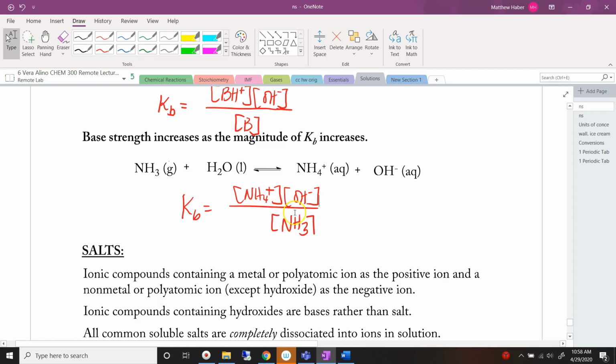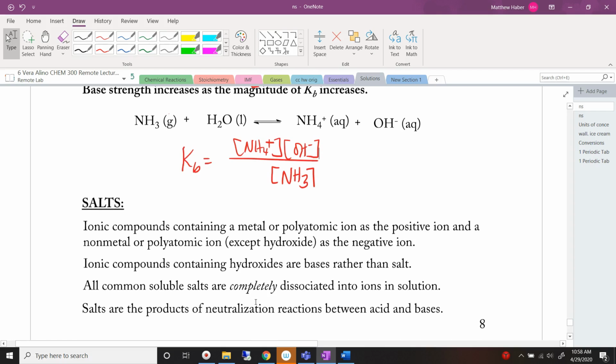Okay, so salts, the products of the acid-base reaction. For ionic compounds containing a metal or polyatomic ion, they're usually the cations, the ones that have a positive charge, and any nonmetal in that ionic compound or polyatomic ion is the anion, usually with a negative charge. So NaCl, salt, we know it has a metal. Metals have positive charge. Nonmetals have negative charge. Anything containing hydroxides are bases, rather than being categorized as a salt.